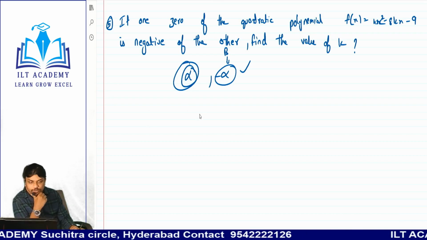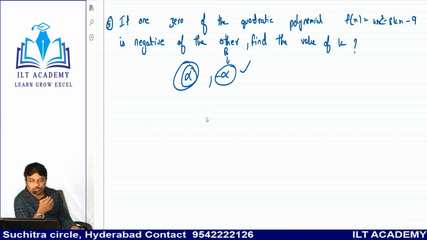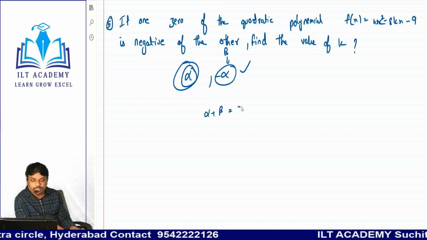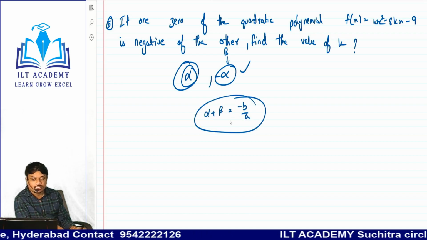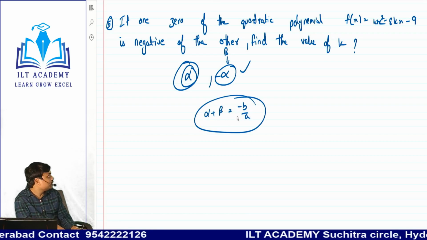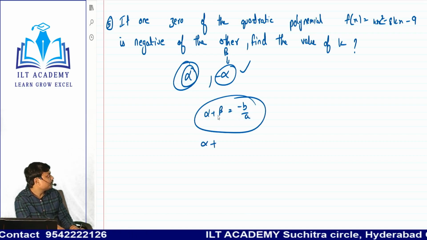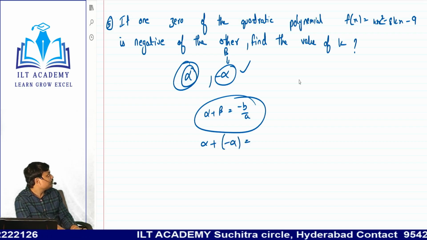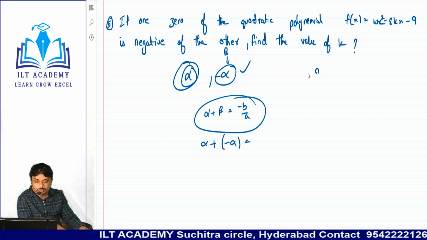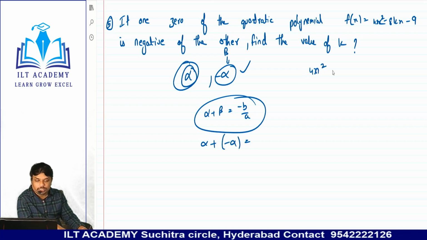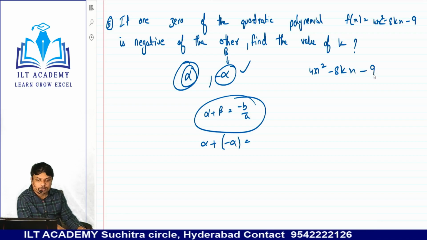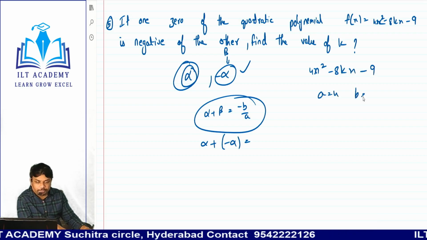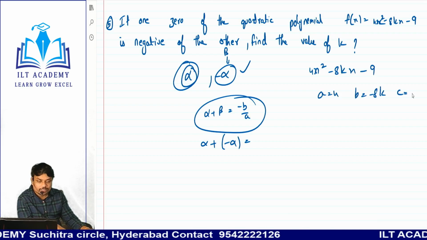देखो, what we can apply? We know that alpha plus beta is equal to minus b by a. Alpha plus beta is equal to minus b by a. Now we know alpha as alpha only and beta is minus alpha. And from this polynomial, 4x square minus 8kx minus 9, a is equal to 4, b is equal to minus 8k, c is equal to minus 9.